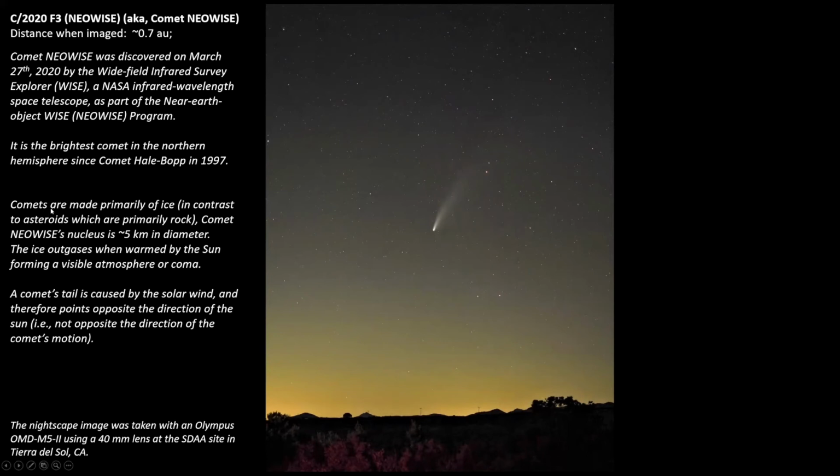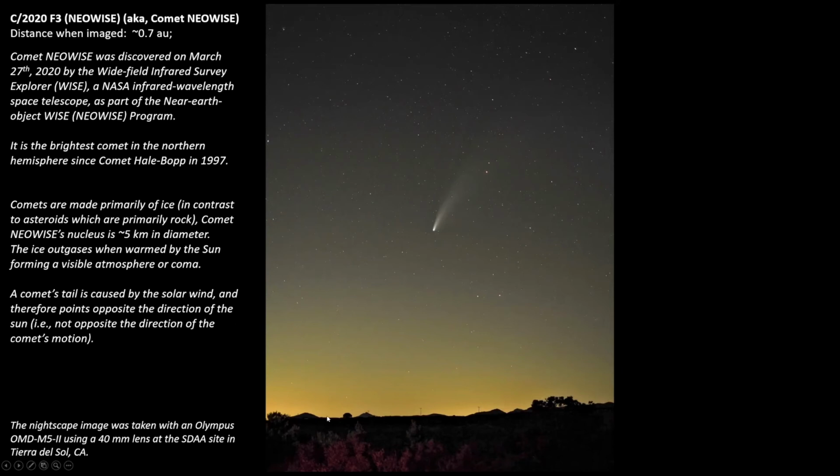So just a few notes on comets. They're made primarily of ice, in contrast to asteroids, which are made primarily of rock. The comet has a nucleus, which is about 5 kilometers in diameter, so it's a little thing. As the ice outgasses, it's warmed by the sun, and it forms a visible atmospheric coma. The comet tail is caused by the solar wind and therefore points in the opposite direction of the sun, not opposite the direction of the comet's motion.